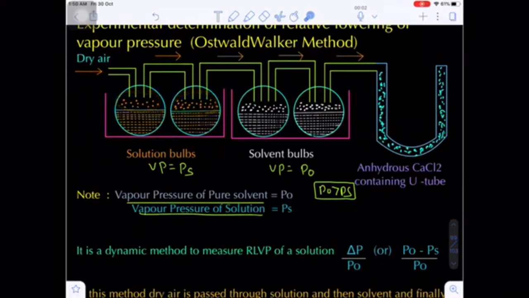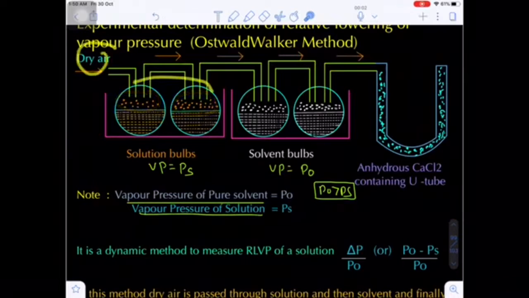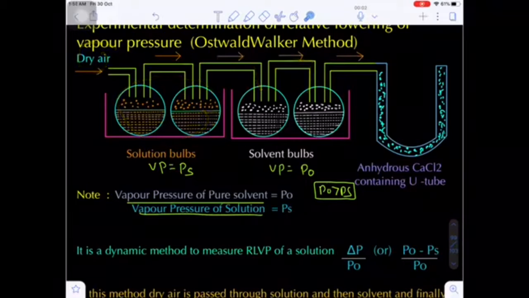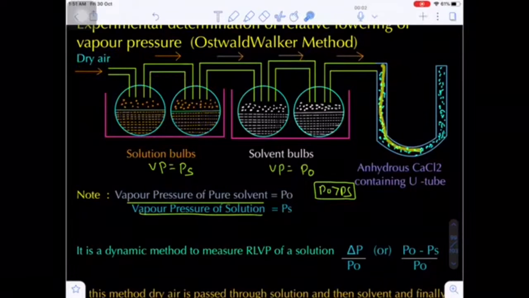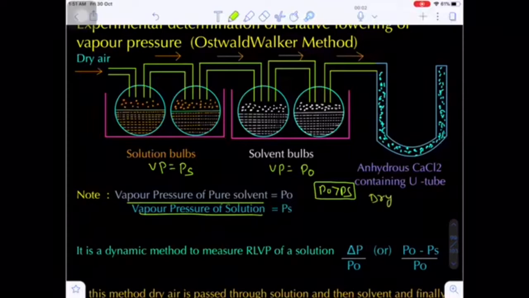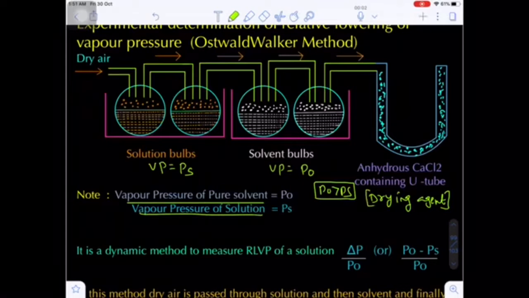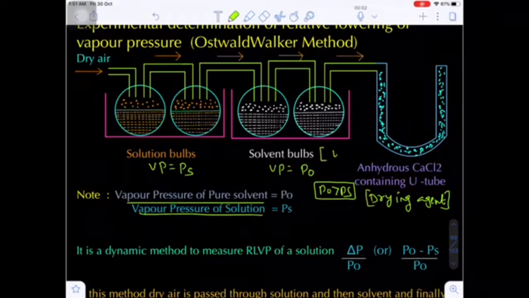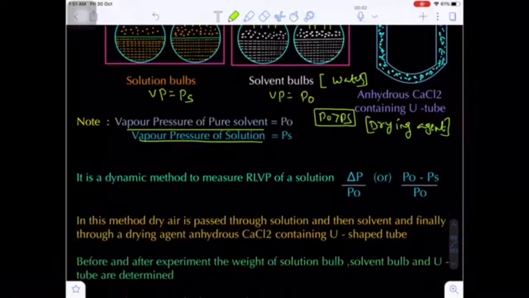Okay. Now, the dry air which was sent into the solution bulb is now allowed to pass through the solvent bulb. Are you getting my point? And finally, the air is sent into the anhydrous U-shaped tube containing the calcium chloride. Calcium chloride is a drying agent, which can absorb the moisture. Now here generally we are considering the solvent as water, that is the aqueous medium.